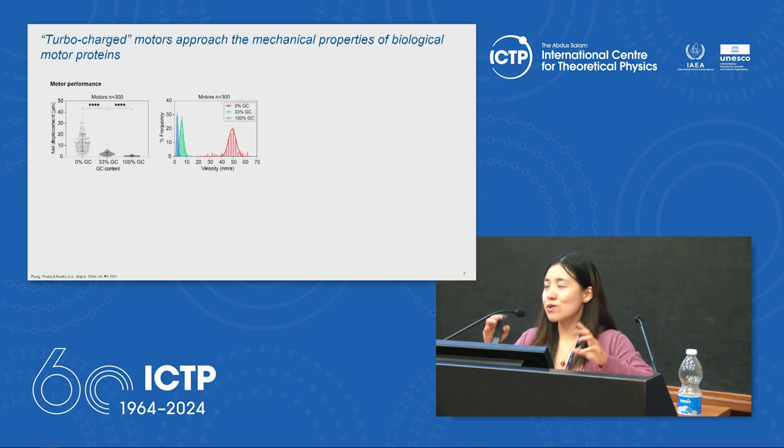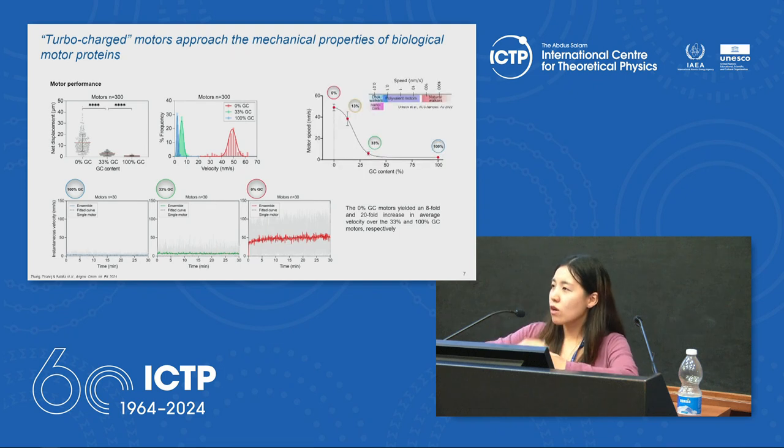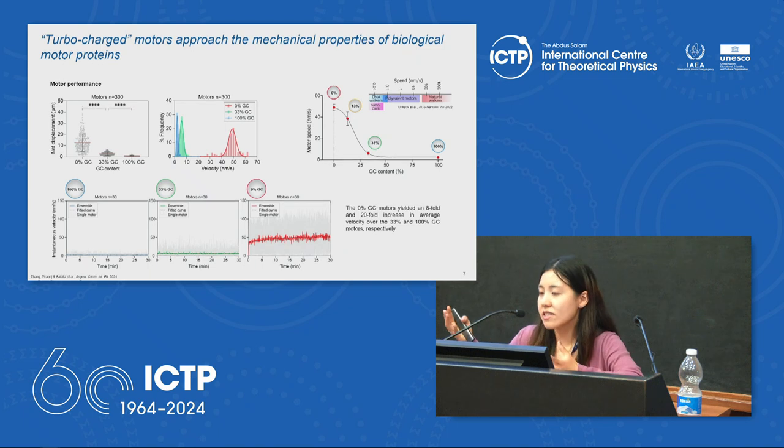And our turbocharged models are special because when we monitor the instantaneous velocity over time of the individual models, we observe the fact that they can reach an instantaneous velocity of around 100 to 150 nanometers per second, which is impressive because it means that they can closely approach the mechanical properties of the biological motor proteins.